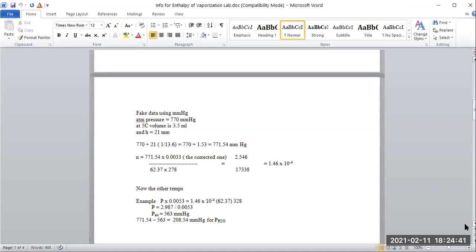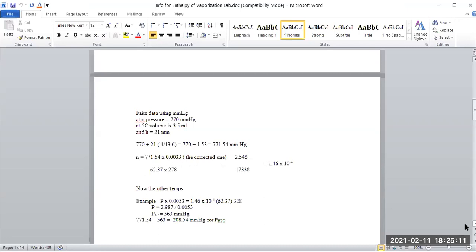Probably the lowest thing you're likely to get is maybe 761. You might get as high as 780, 785, because we're talking about millimeters of mercury. If you get numbers much higher, like in the thousands, you have a math error, because that's not possible.